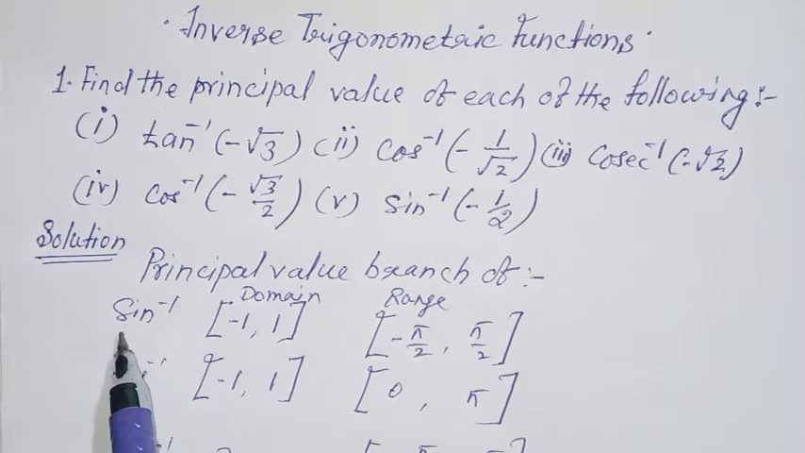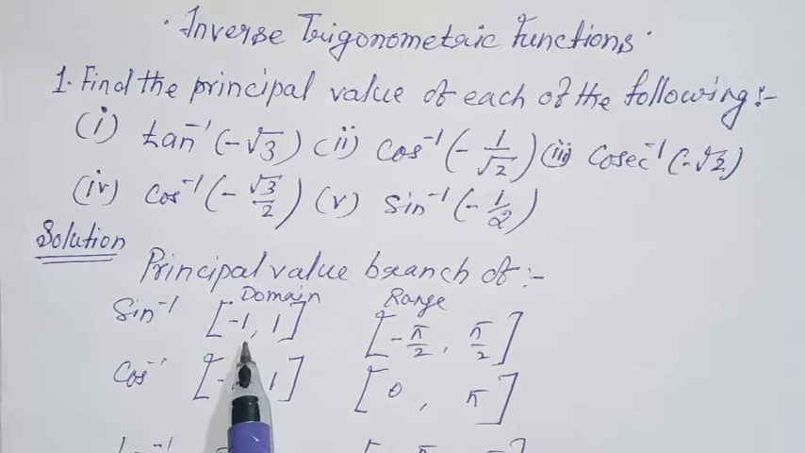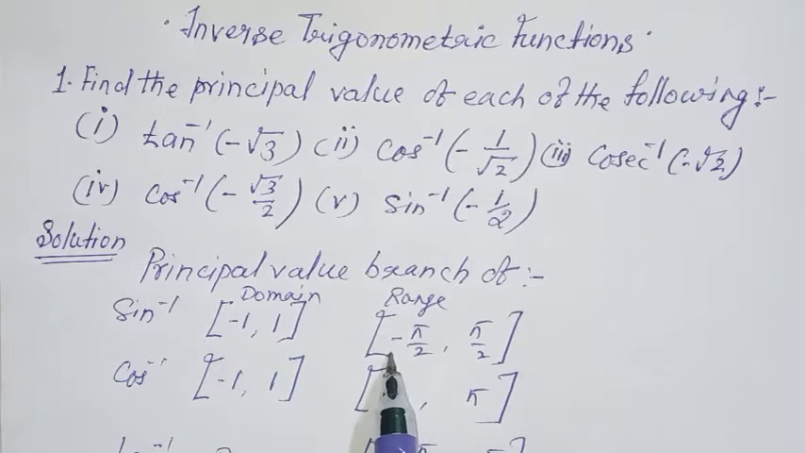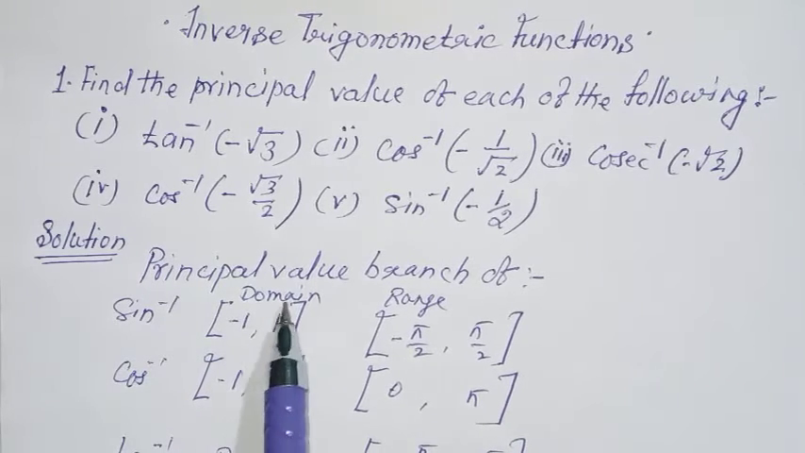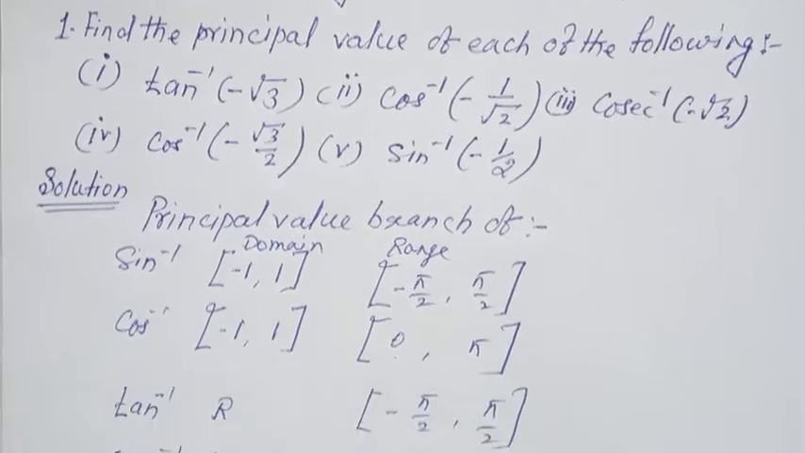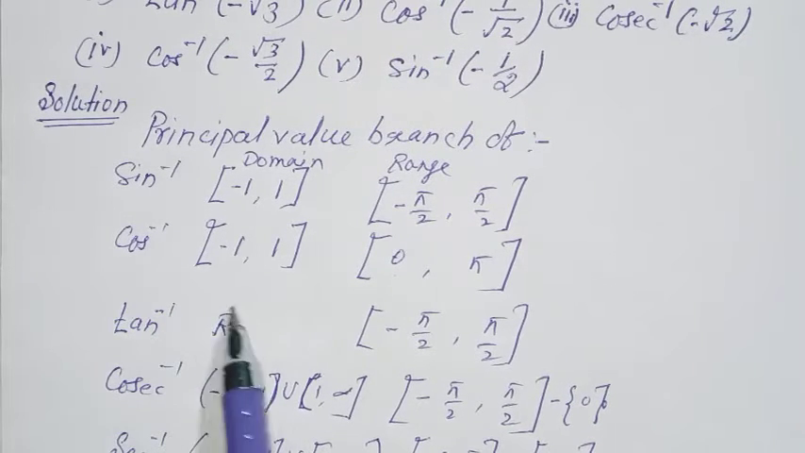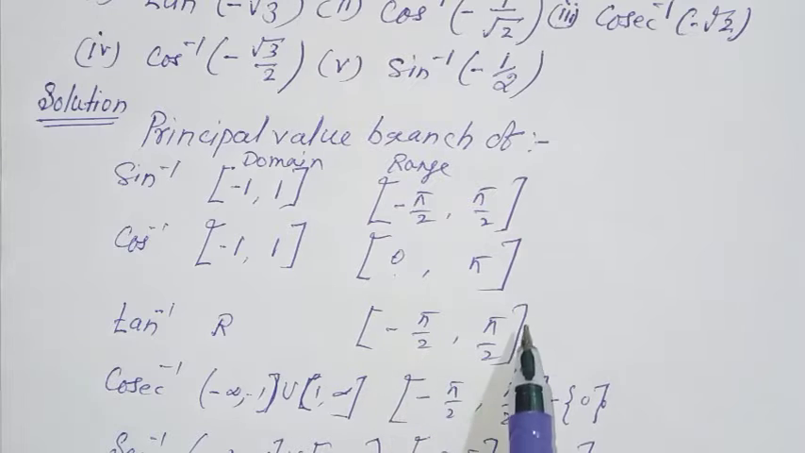Here see, the principal value branch of sine inverse: the domain is minus 1 to 1, and the range is minus pi by 2 to pi by 2. Cos inverse domain is minus 1 to 1 and range is 0 to pi. Next one is tan inverse: the domain is any real number, and the range will be between minus pi by 2 to pi by 2.